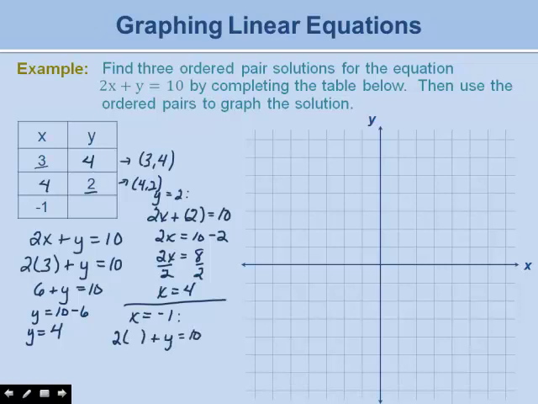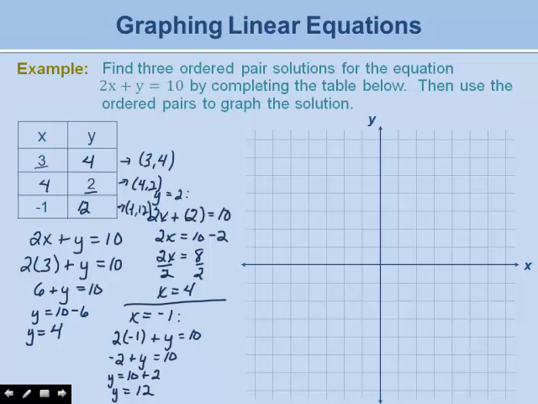So we're substituting in -1 for the x. That gives us -2 plus y is equal to 10. If we add 2 to both sides, we're going to end up with y is equal to 12. So this would give us the point -1, 12.